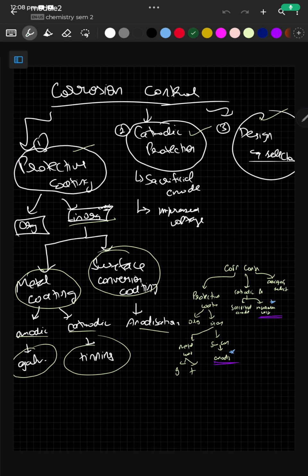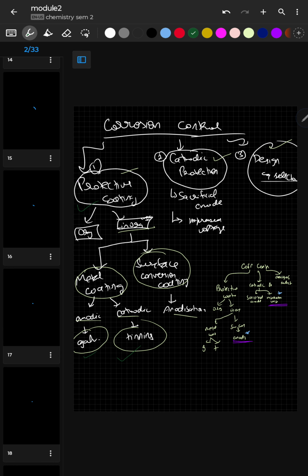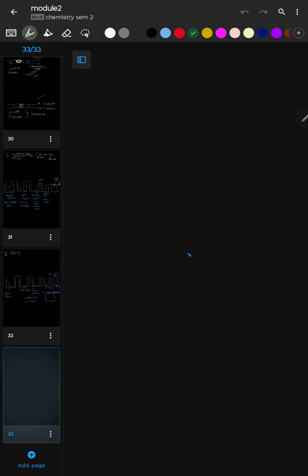In the previous video we saw corrosion control. We covered the main classification, and we also covered protective coating, galvanization and tinning. Let's come to the next point, which is surface conversion coating. I'll tell you basically what is going to happen in surface conversion coating. I'll tell you the basic principle first.